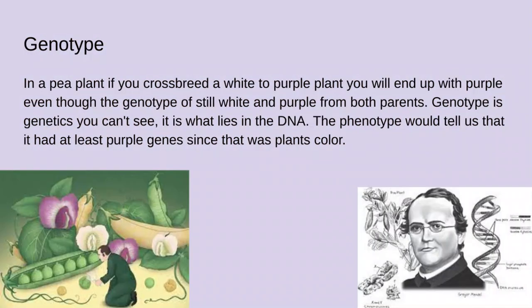Genotype. In a pea plant, if you crossbreed a white to purple plant, you will end up with purple, even though the genotype is still white and purple from both parents. Genotype is genetics you can't see. It is what lies within the DNA. The phenotype would tell us that it had at least purple genes since that was the plant's color.